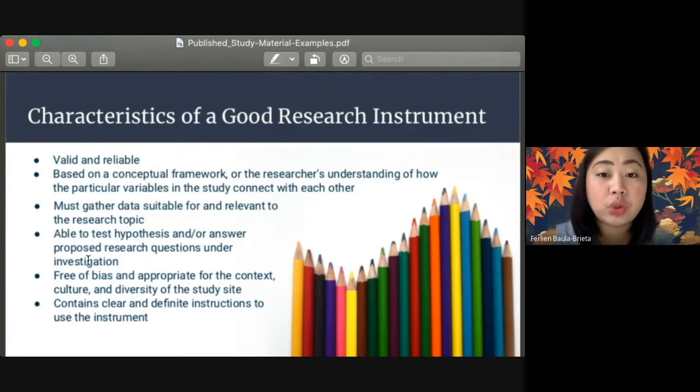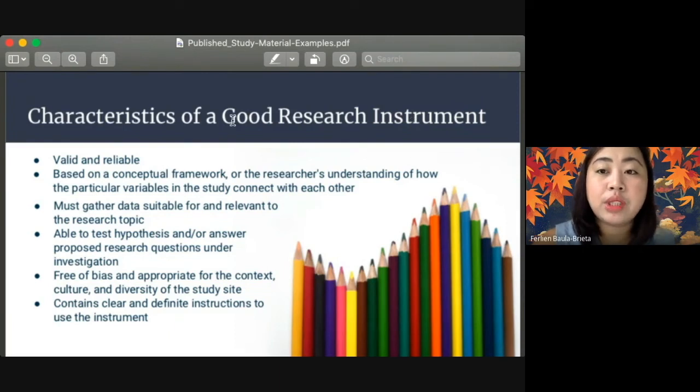Your research instrument must be free of bias too. It must be free from misleading questions that will provide you biases. It has to be free from inappropriate things. You have to review appropriately the context, the culture, the diversity of the study site where your research instrument will be applied or will be implemented.